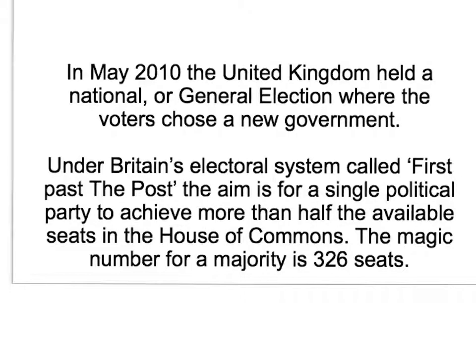In May 2010, the UK held a national or general election where voters chose a new government. Under Britain's electoral system, which is called first past the post, the aim is for a single party to achieve more than half the available seats in the House of Commons. The magical number for a majority in the House of Commons at present is 326 seats. That is half of the seats plus one to give a majority. Once enough MPs have been elected from a particular party to achieve 326, then the leader of that party is chosen to become the next Prime Minister.